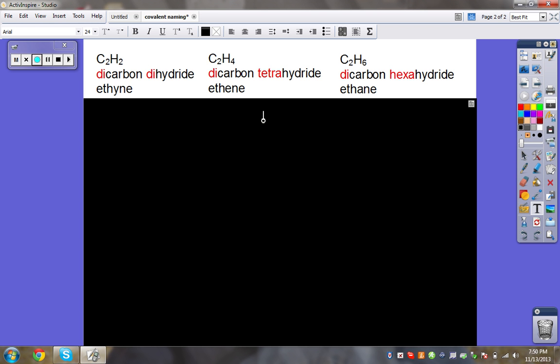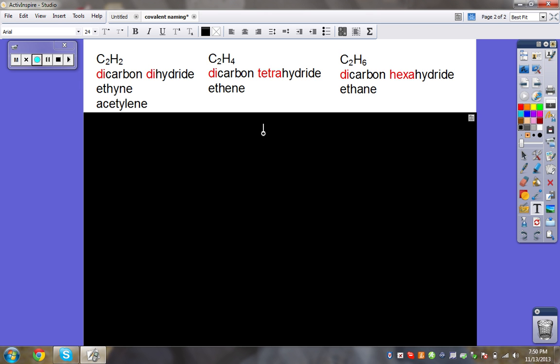So ethine means 2 carbons with a triple bond between them. Ethene means 2 carbons with a double bond between them. Ethane means 2 carbons with a single bond between them. Then C2H2 can even be called acetylene. And so as you can see, any of these names, dicarbon dihydride, ethine, or acetylene, work for C2H2.